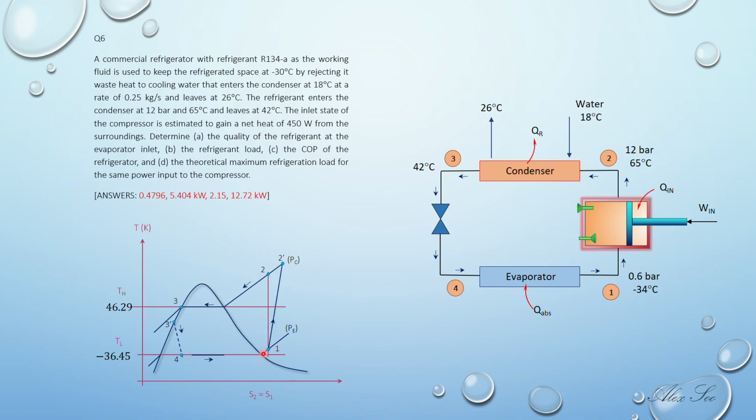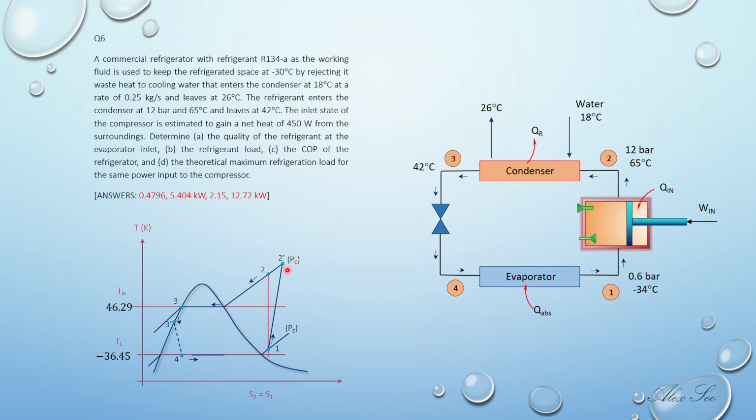Now how we got this line 1 to 2 prime here, in the later part we will explain. You have to refer to your property tables in order to determine your 2 prime. We know that from point 1 to 2, S1 should be equal to S2. If S2 prime is greater than S2 at point 2, then you have the gain of heat from the surrounding, so the compressor has to work much harder.